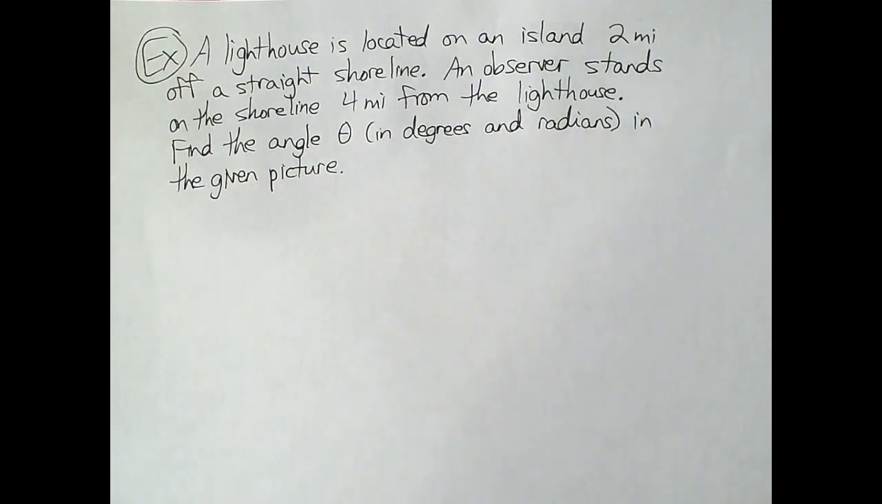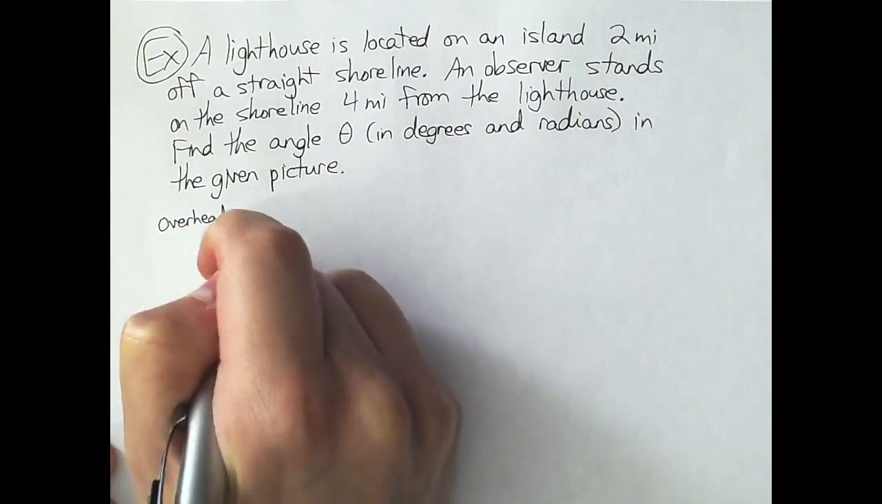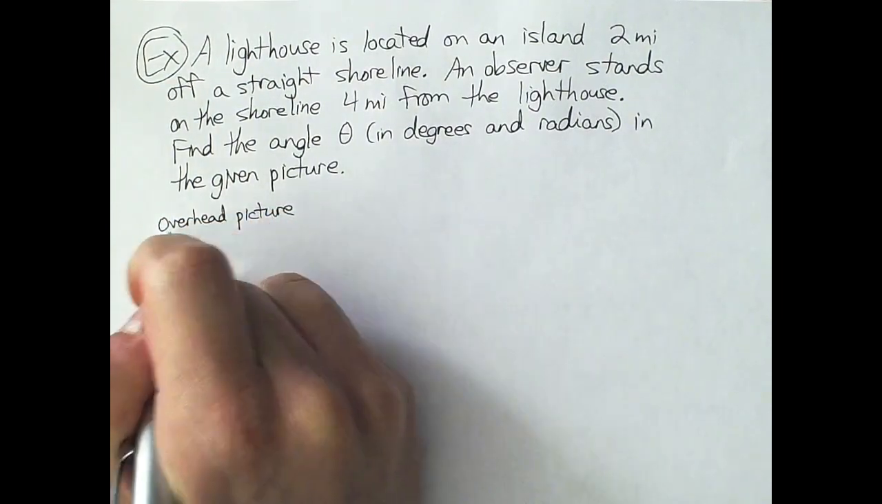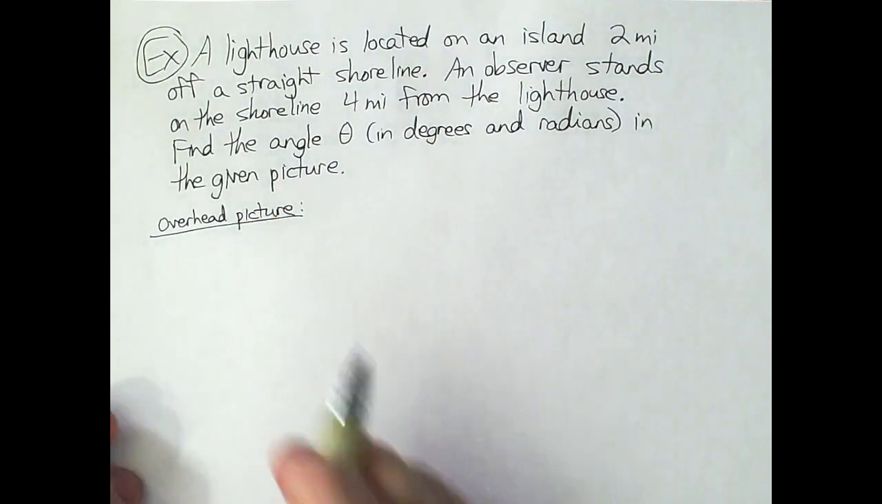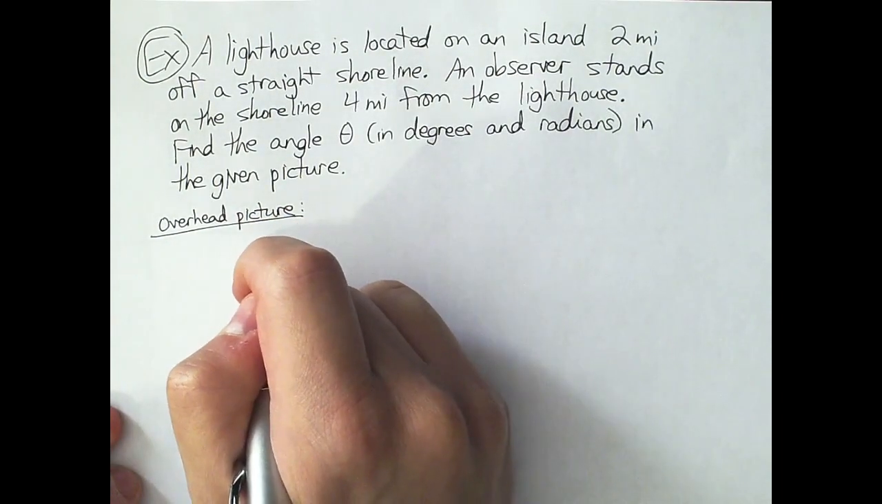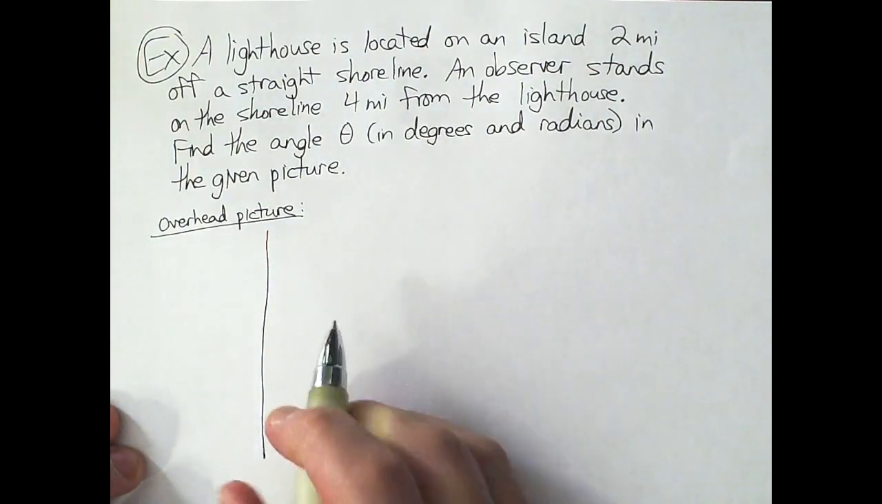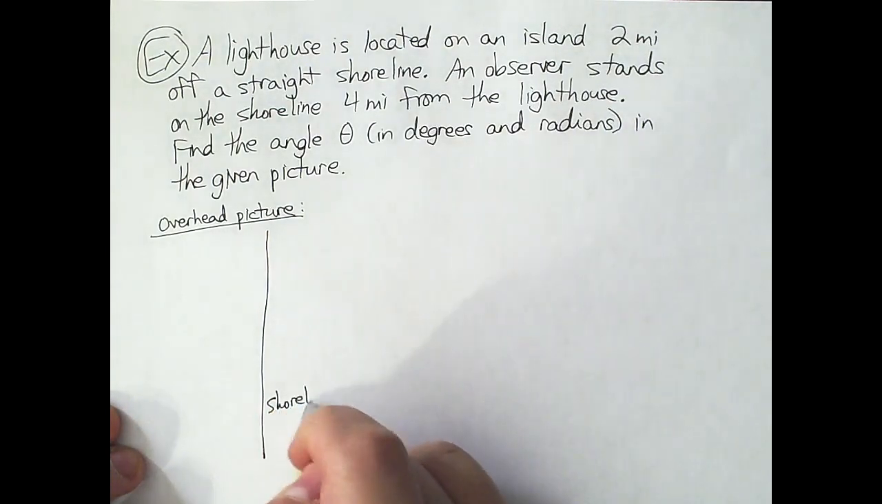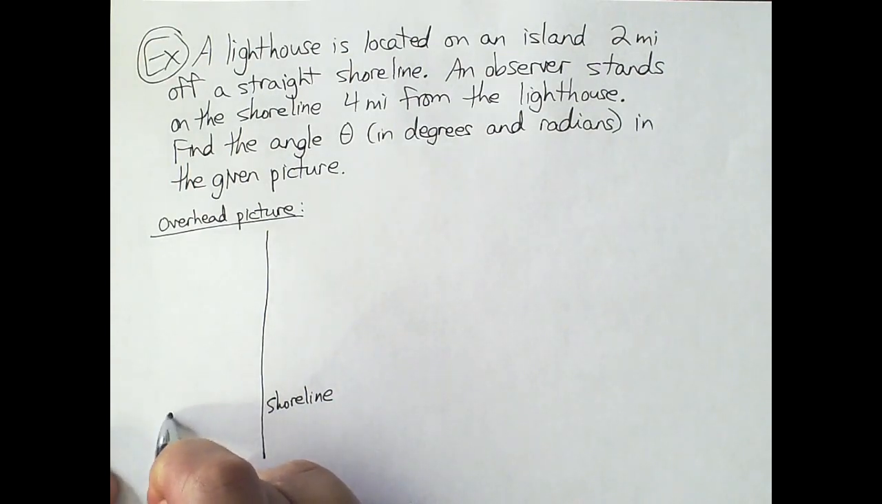So I think that the best picture that we could make is an overhead picture. It's not a side view, right? Because we need to go 2 miles in one direction and 4 miles in another. So this is going to give us an overhead picture. This is the straight shoreline. And somewhere off of the coast is a lighthouse shining a light. We're going to write lighthouse next to it.